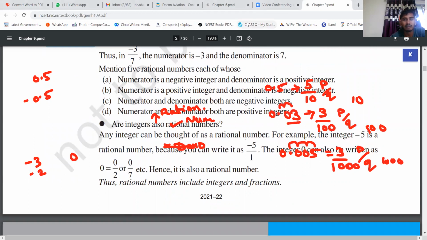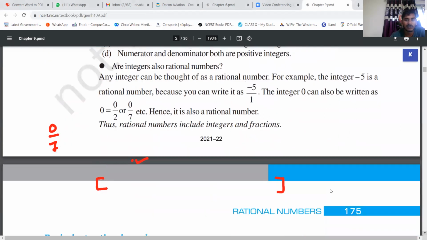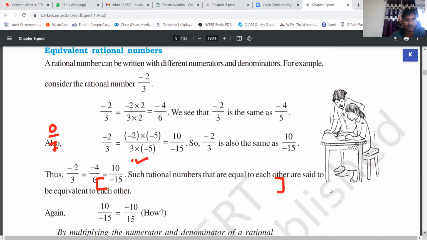So rational numbers include integers and fractions. They can ask you this in an MCQ: rational numbers include what? It includes both integers and fractions. Now the numerator can be 0, I told you, like this. But the denominator cannot be 0. And 0 divided by anything is always 0 only. Remember that case.